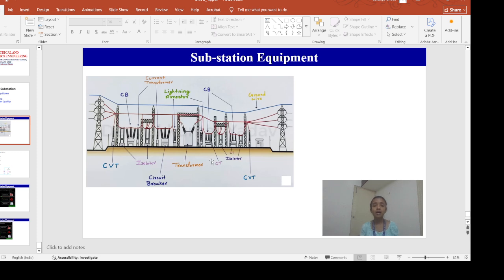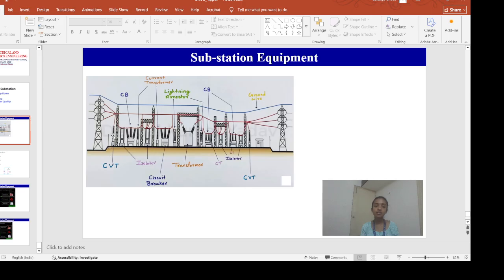Suppose the rating of this current transformer is 100 by 5. That means the primary side of the current transformer has a high current of 100 ampere, whereas the secondary side of the current transformer has a current of 5 ampere. That means the output side current is 5 ampere. That means the secondary side of this current transformer is able to reduce the current by a factor of 20.